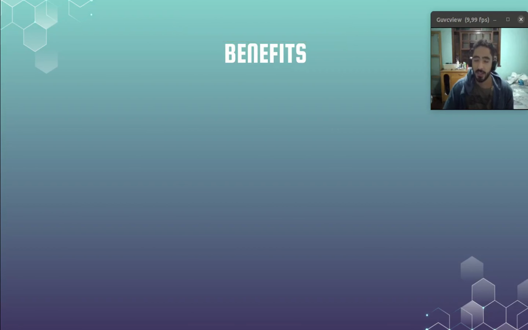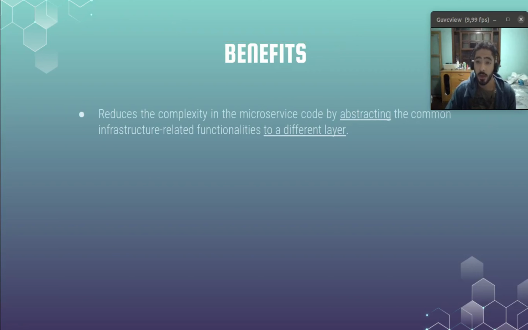Now that we have seen what sidecars are, as well as some use cases, let's talk a little about the benefits of using sidecars. Well, one is that sidecars reduce the complexity in the microservice code by abstracting the common infrastructure-related functionalities to a different layer. We have seen a lot of things that sidecars can do, like logging, tracing, and other infrastructure tasks, and when you do that in a sidecar, the microservice code becomes less complex and smaller as well, so that's good.